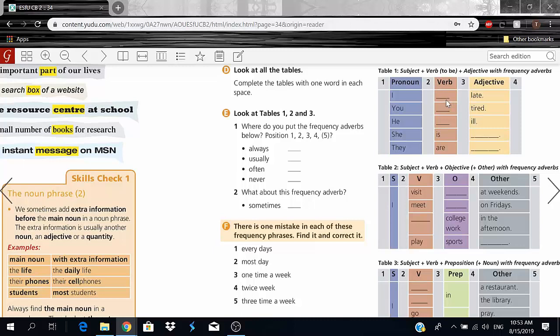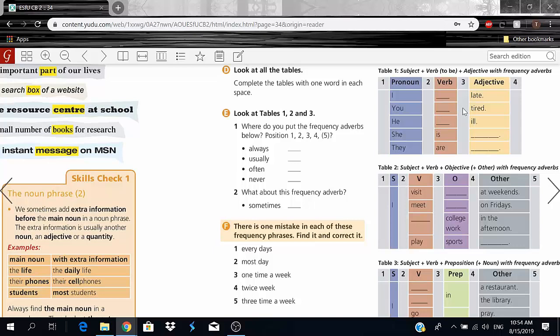So when I'm talking about verb to be, table number 1 here, we're going to use these frequency adverbs in position number 3. Okay? So I can say, I am always late. I am usually late. You are never tired. Okay? If I want to compliment someone, for example.